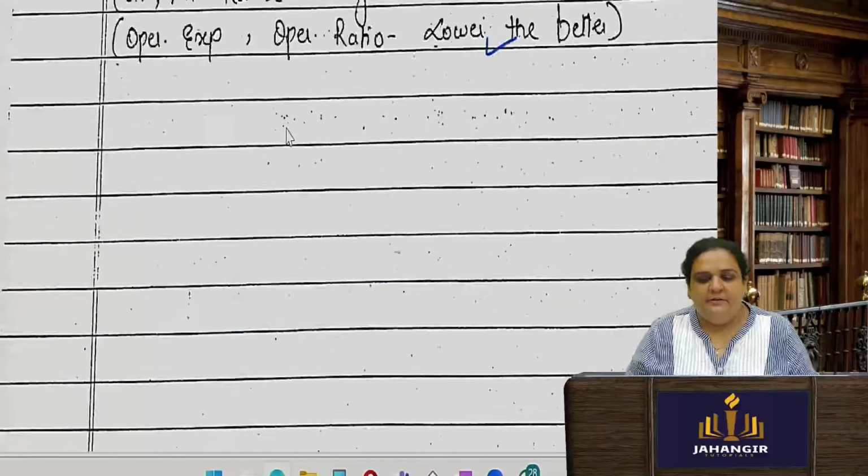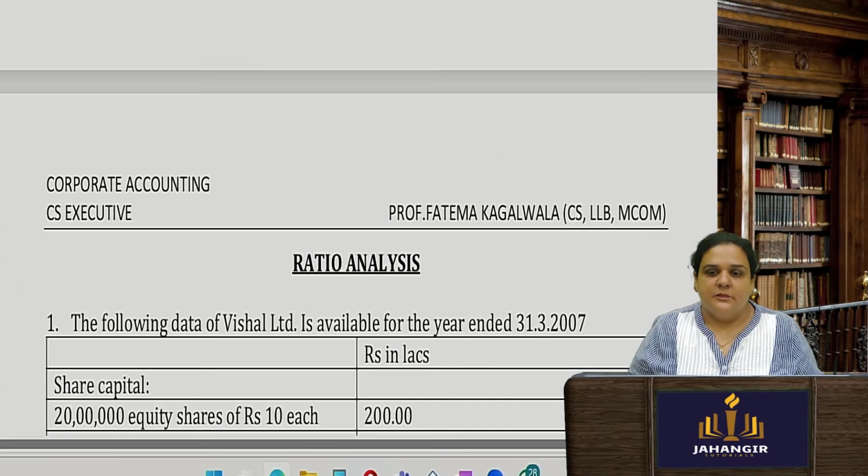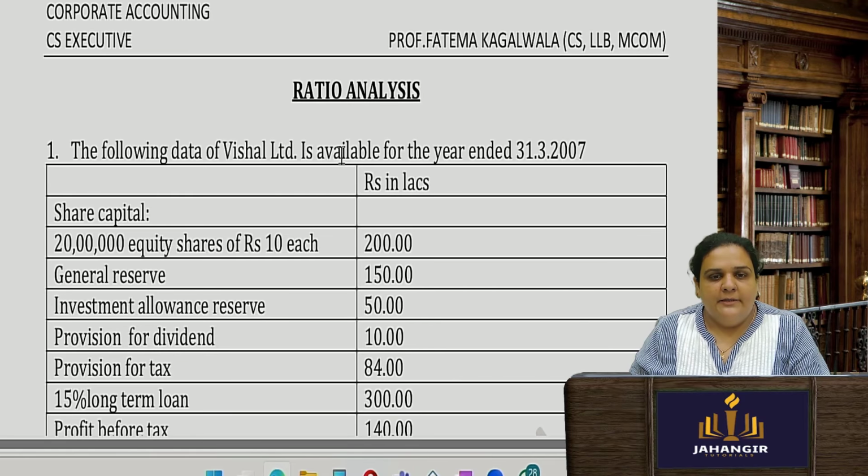We will keep this file very much open over here and we will try to solve our given sums. Okay, so we are good to go now. All right, come on, let us read this question. The following data of Vishal Limited is available for the year ended 31st of March 2007. All right, share capital: there are 20 lakhs of equity shares of rupees 10 each. So rupees in lakhs, they have written it as 200 lakhs.